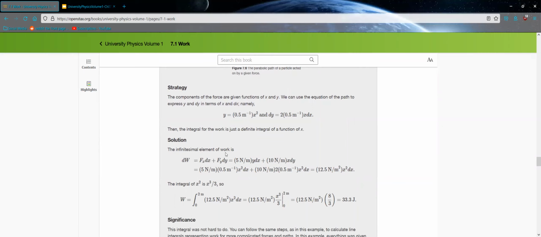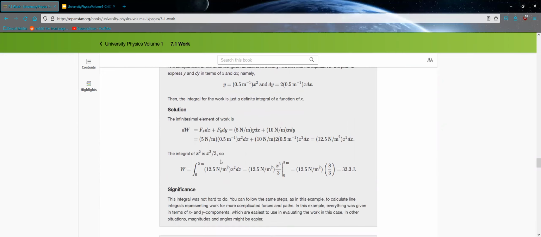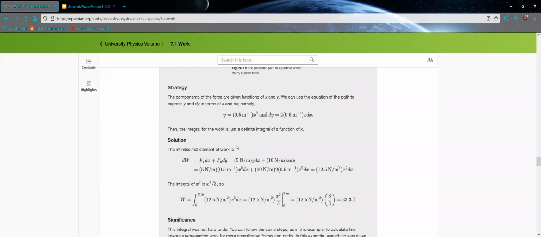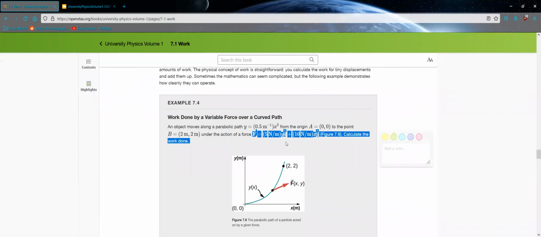The work here we're dealing with, we call it infinitesimal, so it really doesn't matter for the conversation, right? So we know that the work done is equal to the x component of the force times dx plus the y component of the force times dy. Well, I know the x component of the force and the y component of the force because they're given to me right here in this equation, right?